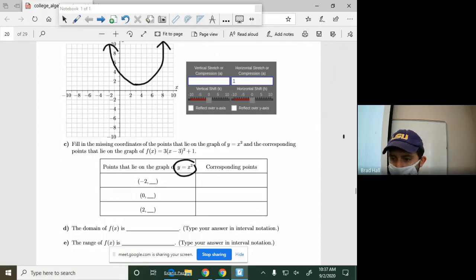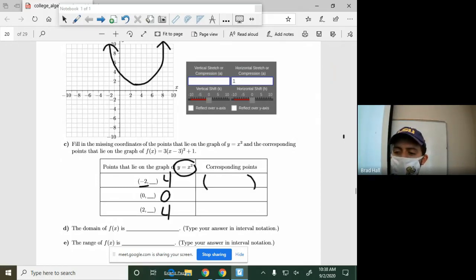As you may notice, the parent function that we dealt with was y is equal to x squared. So they want you to plug in those x values. If you plug in -2 into x squared, you're going to get positive 4. If you plug in 0, you'll get 0. And if you plug in 2, you get positive 4. That's how this problem starts off.